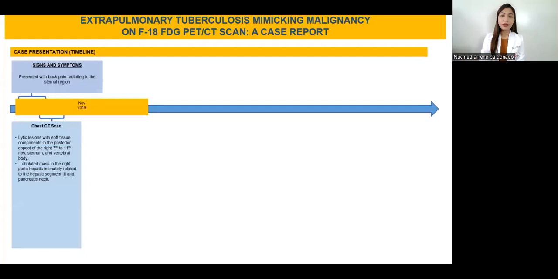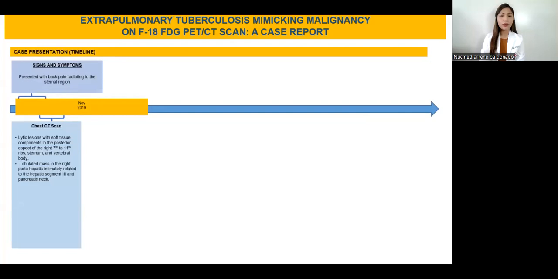A chest CT scan was done, which revealed lytic lesions with soft tissue components in the posterior aspect of the right 7th to 11th ribs, sternum, and the vertebral bodies, as well as a lobulated mass adjacent to the porta hepatis, intimately related to liver segment 3 and the pancreatic neck. The characteristic of this lesion on chest CT scan appeared similar to a malignant process.